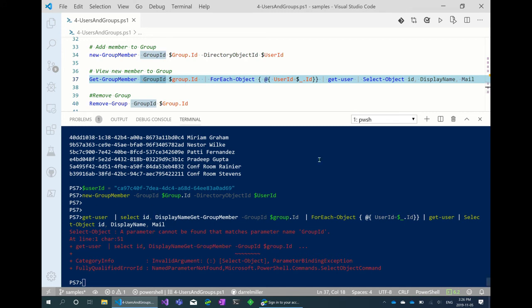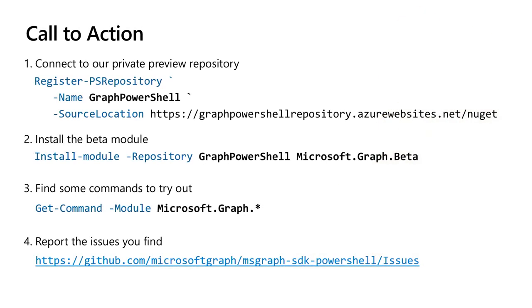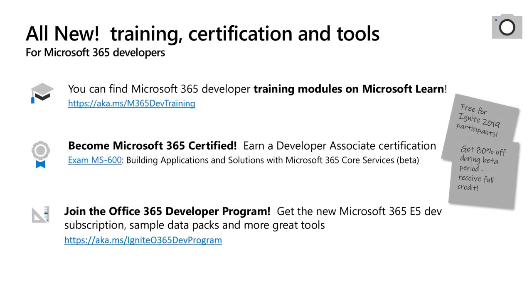I'm just going to switch back to the slides for one second and give you this last slide. So, our call to action here is please go register, point to that Azure NuGet package feed, install the beta module, try out some commands, give us feedback in the issues in our GitHub repo, and that's it. Thank you very much.